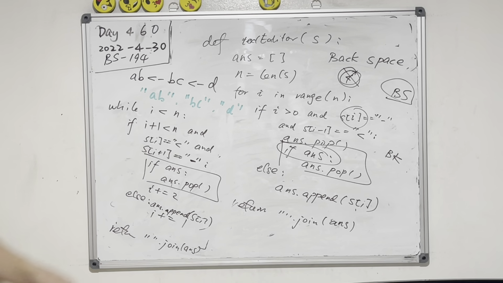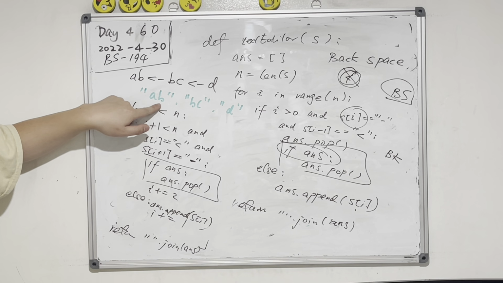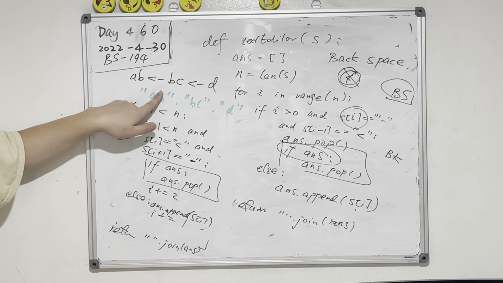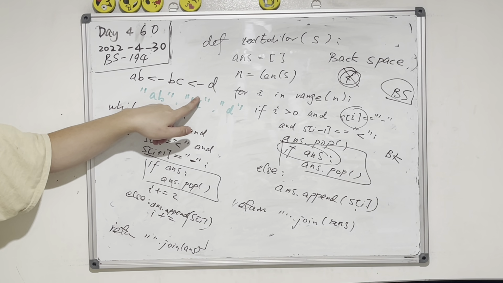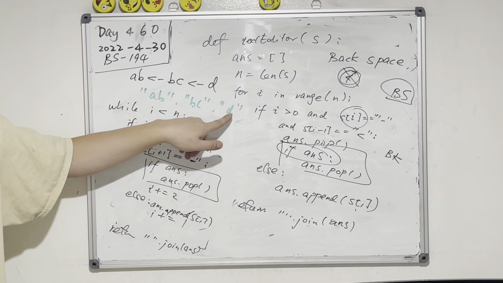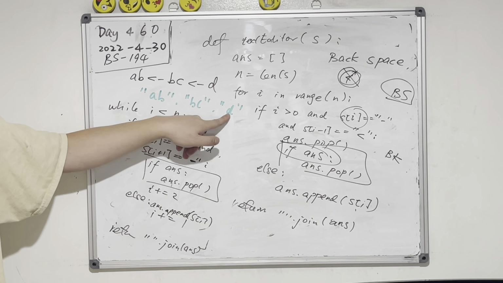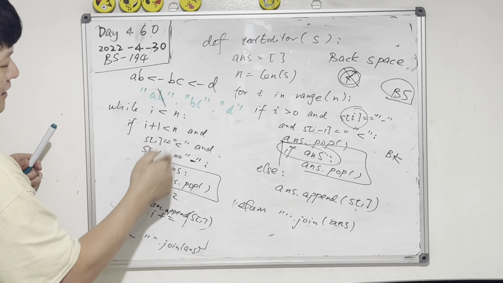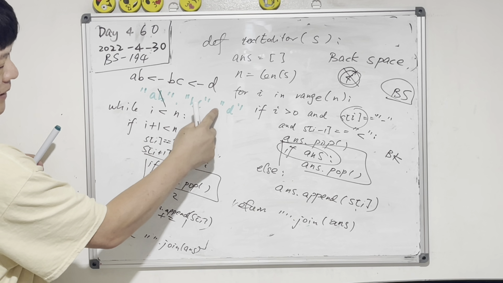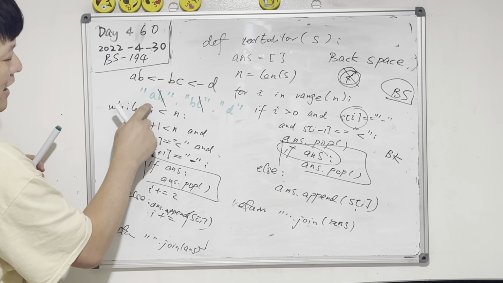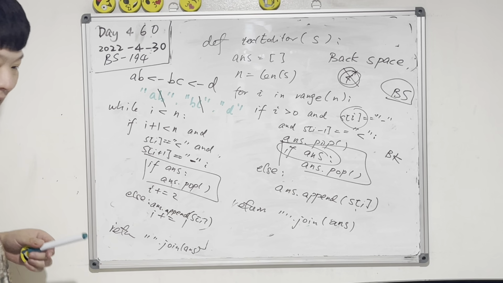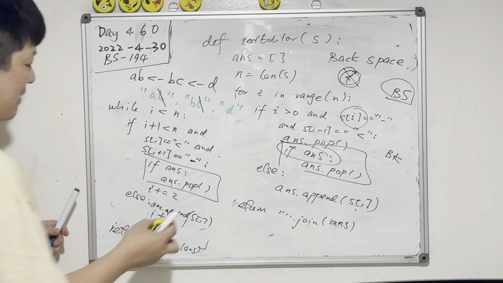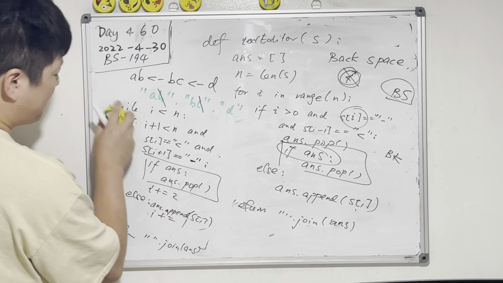So what happened? We just have to remove the last bit of each one, if it's not the last group. Do you get it? So look, AB, because we have a backspace, we did this. BC, we have a backspace here, so we did this. So the result will be A, B, D. Exactly. Do you get it? So let me just remove this bit.